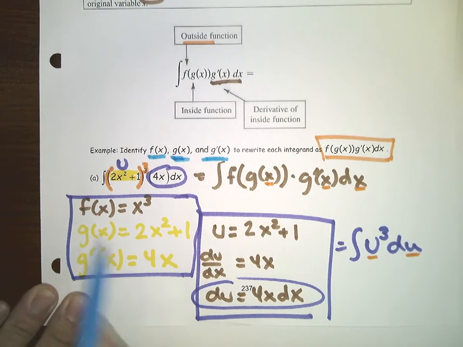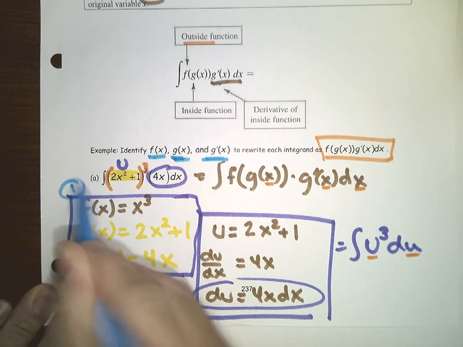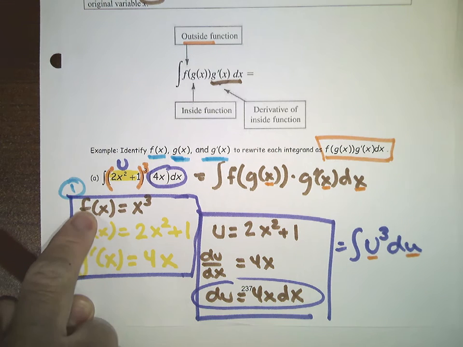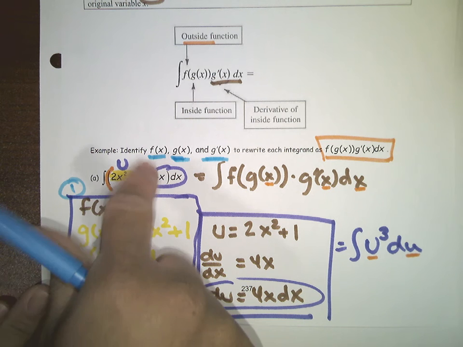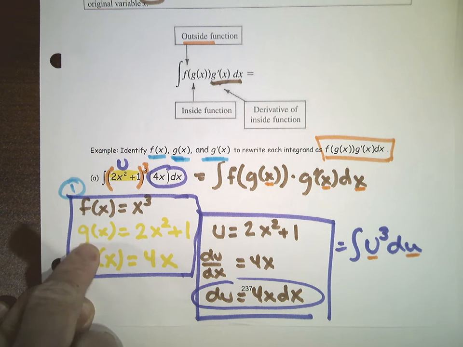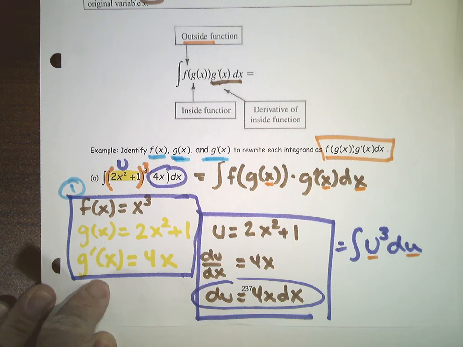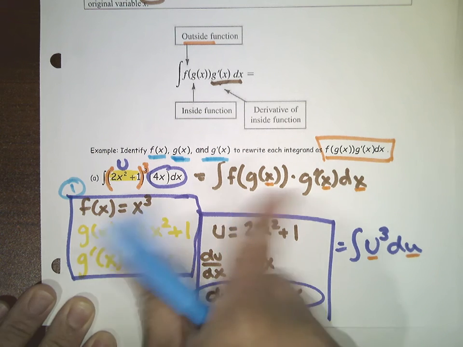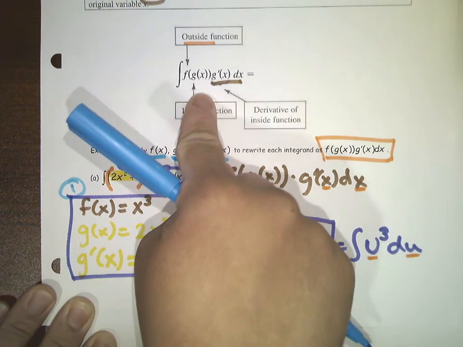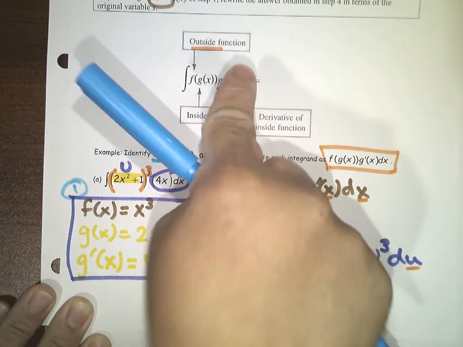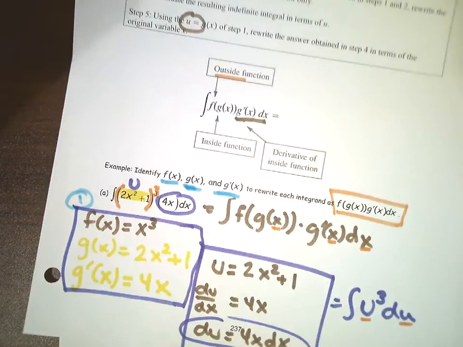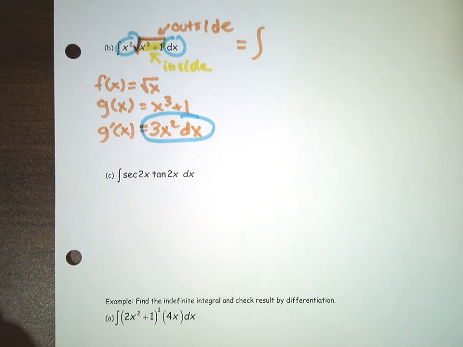So actually, this box here is the answer where I identified the f of x, the g of x, and the g prime of x. So that's what the answer is supposed to be, just figuring out what the f of x and the g of x and the g prime of x is, so that when I substitute everything in, I have this format of f of g of x times g prime of x times dx. So here I am doing that again.